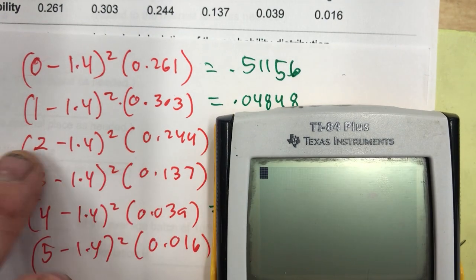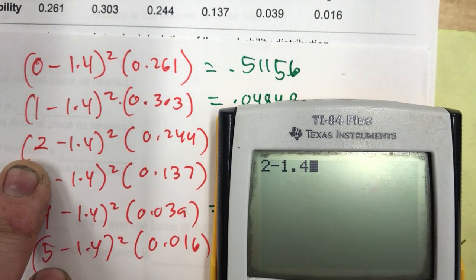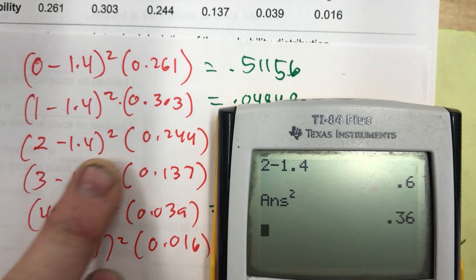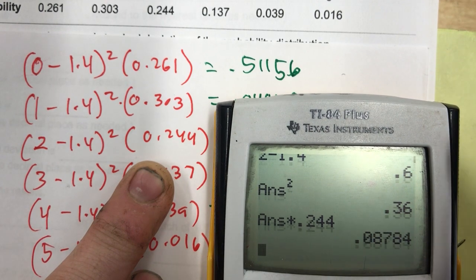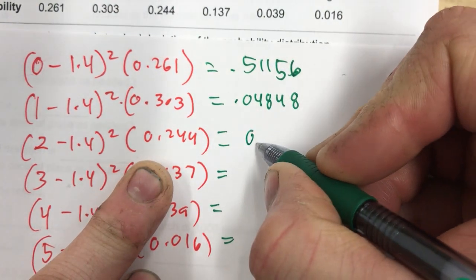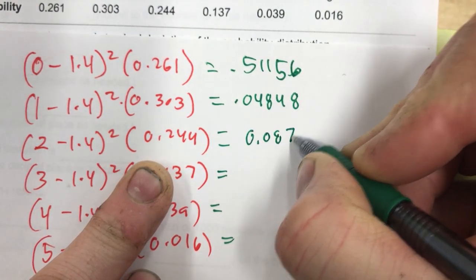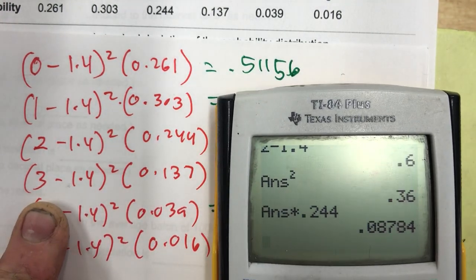All right, now I'm going to do 2 minus 1.4, enter, square it, enter, and then times it, oops, hit divide, times it by 0.244. There you go, 0.08784. All right, now I'm going to go to 3 here.